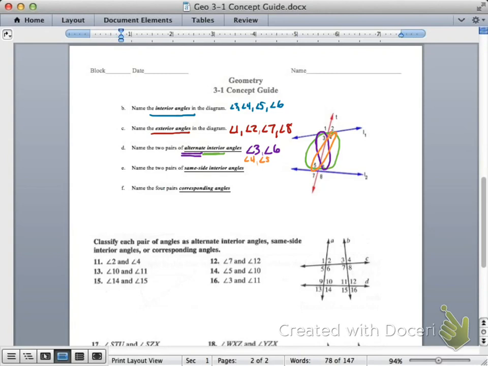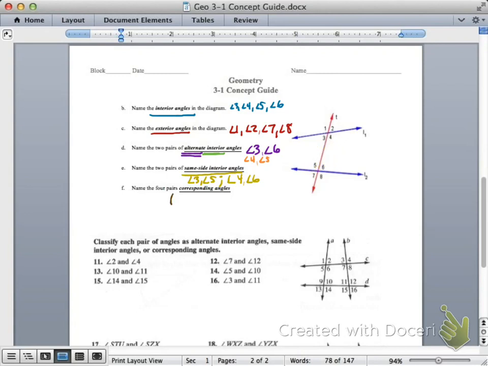Okay, another important angle relationship will be same side interior angles. So we still have 3, 4, 5, and 6 as the interior angles. So what do you think same side interior angles means? Well, that means we're on the same side of the transversal. So 3 and 5 and then 4 and 6 are our 2 pairs of same side interior angles. So anytime you have 2 lines with a single transversal, you'll have two pairs of alternate interior angles and two pairs of same-side interior angles.